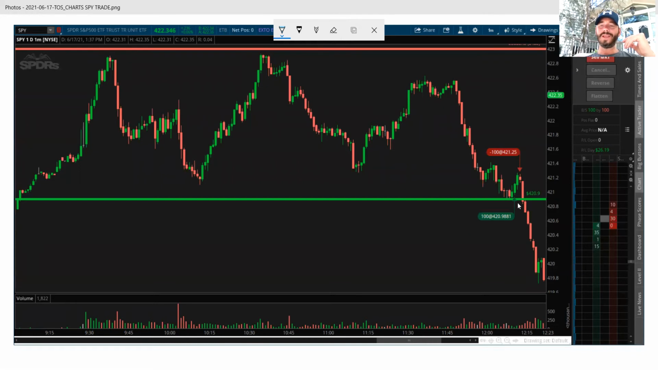So coming into this area, which we are looking at right there, that is not the best arrow, but I'm using a mouse. It's not the easiest thing to do. So coming into this level here at 421, I wanted to get involved.